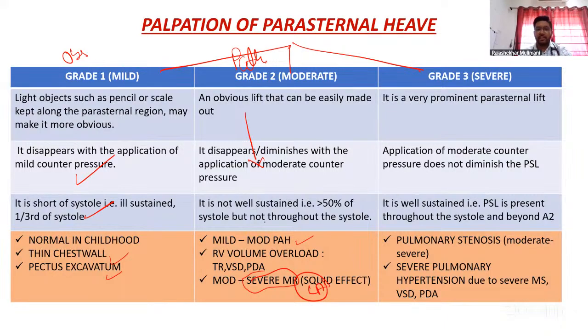Whereas an LA enlargement cannot produce a grade 3 heave, in which the heave is very well sustained. You need to apply a very huge pressure, or the pressure does not diminish the parasternal lift. It is a feature of severe pulmonary stenosis and severe pulmonary artery hypertension.